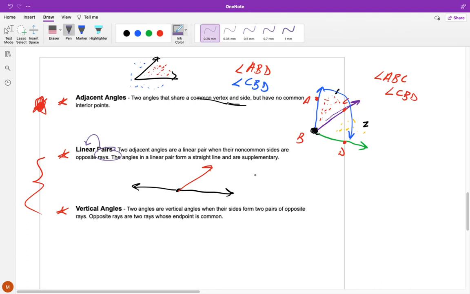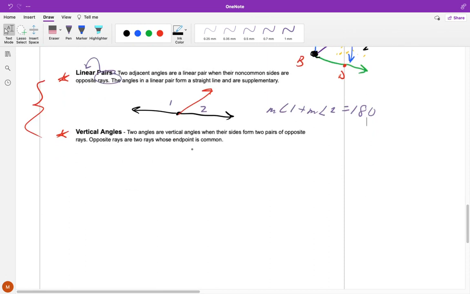Right? And we know then that these two, if this is angle 1 and angle 2, that the measure of angle 1 plus the measure of angle 2 is equal to 180 degrees, since it does form a straight line. So we know that those two come together to form a straight line, which means we can use that to solve for angles or for variables, because we know that they have a very specific characteristic that they form a straight line, which means they add up to 180 degrees. All right.